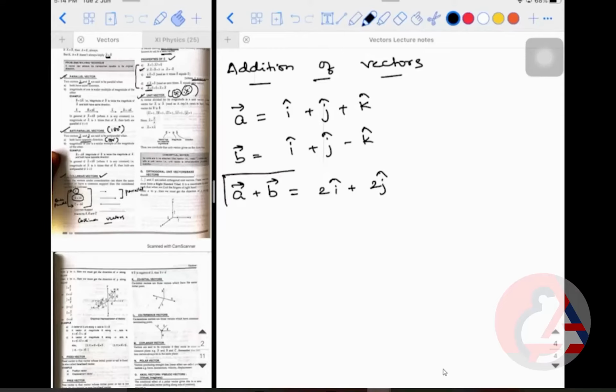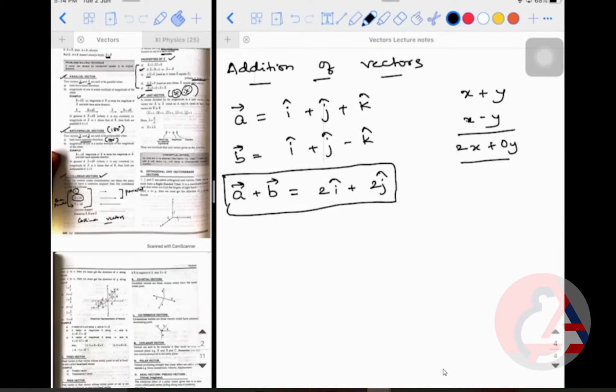So from this we can understand when you have a vector plus b vector, it is normally like how you do an algebraic operation. For example, if you have x plus y and x minus y in your hand, if I ask you what is the sum of both, you're going to add the x coefficients and write 2x. You're going to add the y coefficients and write it as 0y. That's it, as simple as that. Instead of x and y, you have i, j, k, nothing outside it. So this is what is called addition of vectors.